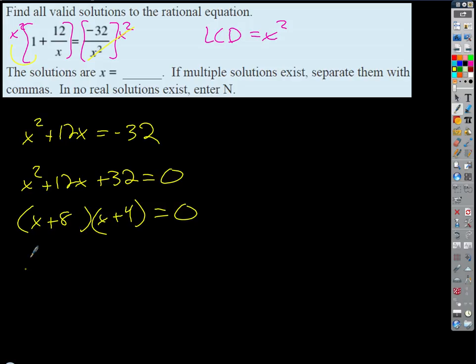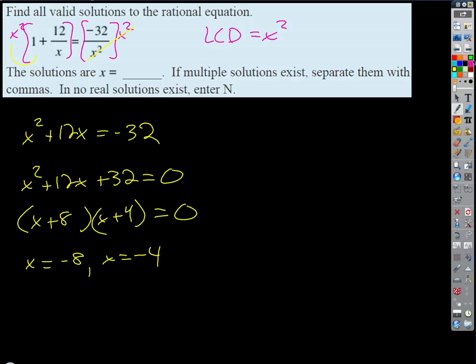So what are my solutions then? X equals negative 8 and negative 4. Cool. Easy peasy. Okay, and then what would we do? See if we got it right. Check it. Okay, let's just do that once.